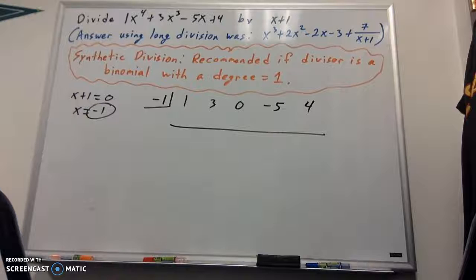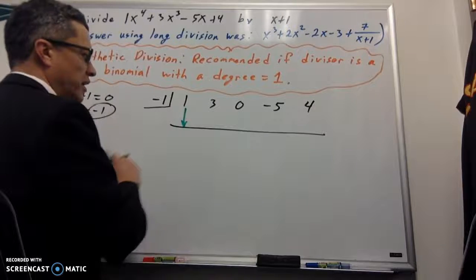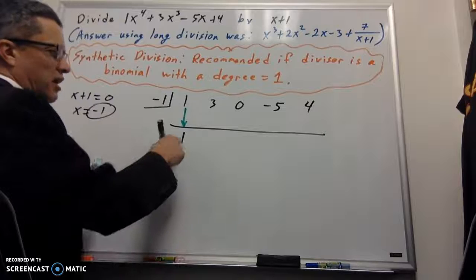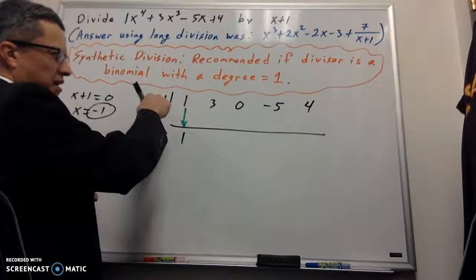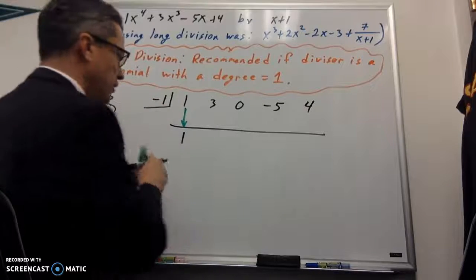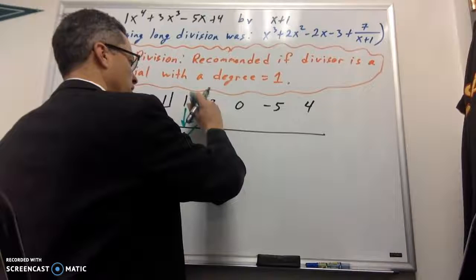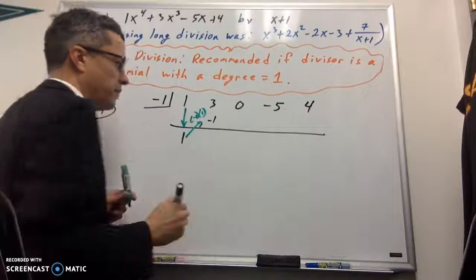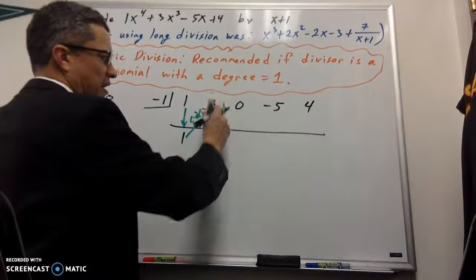I love synthetic division. It's one of my favorite things to do. So the first thing I'm going to do is just bring down the 1. No change, just bring it down, and write it below my line. And now I'm going to take this 1 and multiply it by this negative 1 that I have in the box here, and I'm going to write that result up here. So I'm going to take a negative 1 times 1. It's a negative 1.